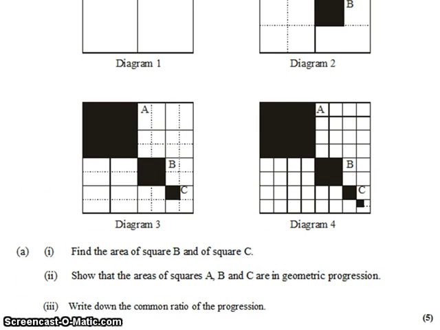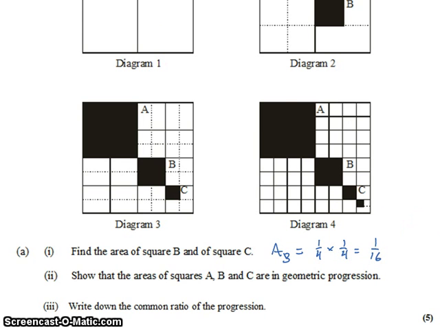Following this pattern, we want to try and find the area of squares B and C. All right, so for squares B and C, square B is 1/4 of this quarter. So this is 1/4, and it's 1/4 of that. So the area of square B is 1/4 of 1/4. That's a 1/16.